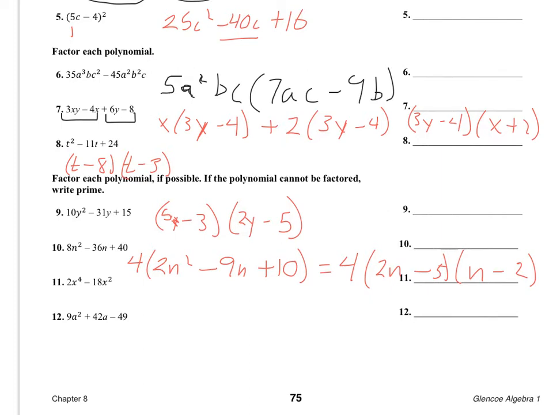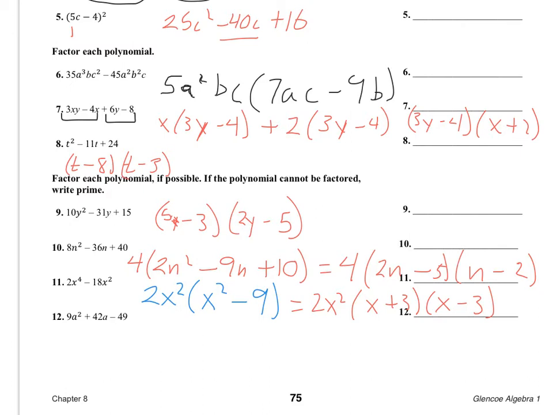Okay, down here at the bottom, again, I'm going to factor out the common factor. I'm going to factor out a 2x squared. If I do that, this becomes x squared minus 9. Hey, that's a special product. So now this equals, leave the 2x squared, and now it's x plus 3, x minus 3. There we go.